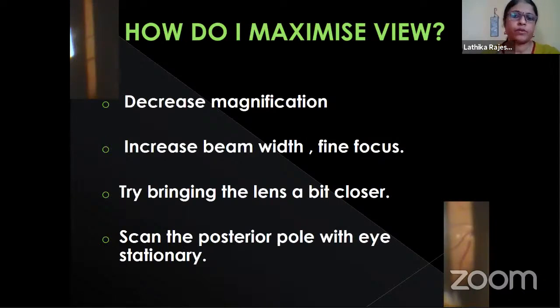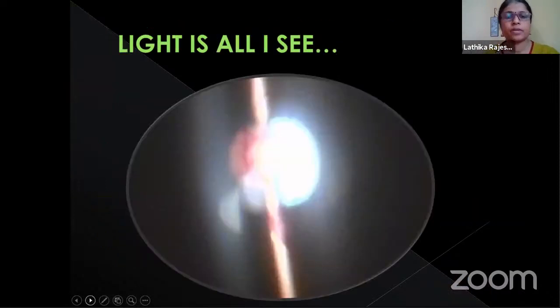The next problem that we see is how to maximize view, because the slit beam view is very, very small in width. So to maximize view, you can either decrease the magnification if you're in high mag, or increase the beam width and then fine focus, or you can try bringing your lens a bit closer, or scan the posterior pole. That's what we actually do. You scan the posterior pole and keep the eye stationary. Scan the posterior pole with overlapping slit beams.